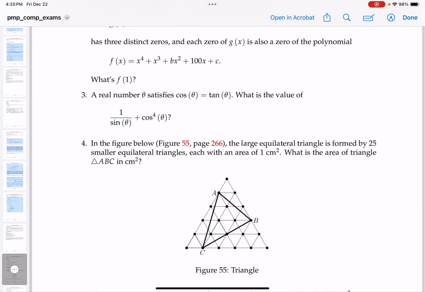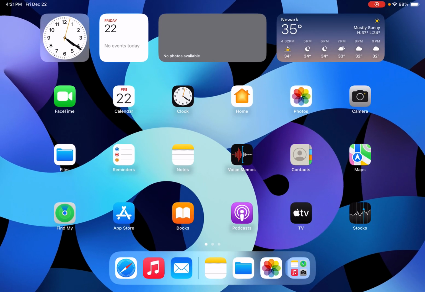Okay, number 3 says a real number theta satisfies cosine theta equals tan theta. They're not asking me for theta, by the way. They're just saying there is some number that satisfies that equation. They go on to say, what's the value of this thing over here? And I think I can do it. And I'll go to the whiteboard, and I'll tell you what's given.